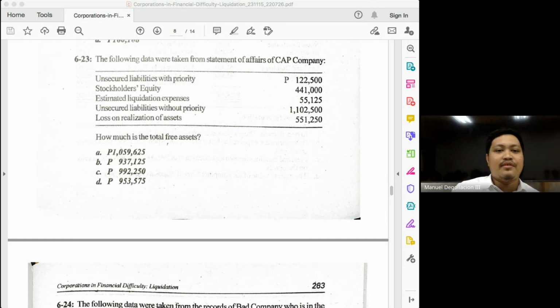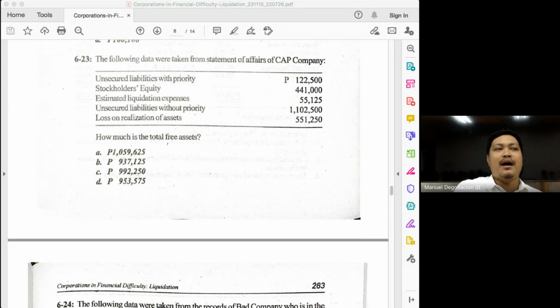Okay, and the only other information provided to us, class, is the amount of unsecured liabilities with priority. And they will be taken from your free assets. Okay, remember, how do we solve for your net free assets? Your free assets minus the unsecured with priority plus the excess on your fully secured. So we have already figured out the amount that is ultimately available to the unsecured without priority. We're trying to work back to our free assets. So basically, how much was it, class? 937,125 is our net free assets.